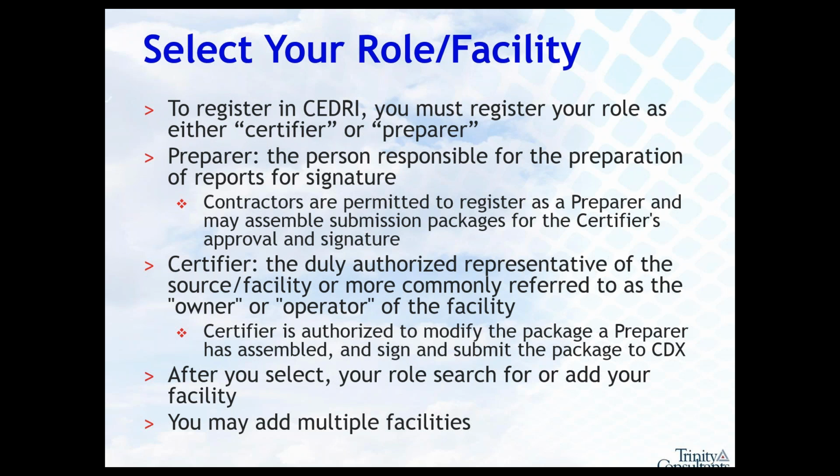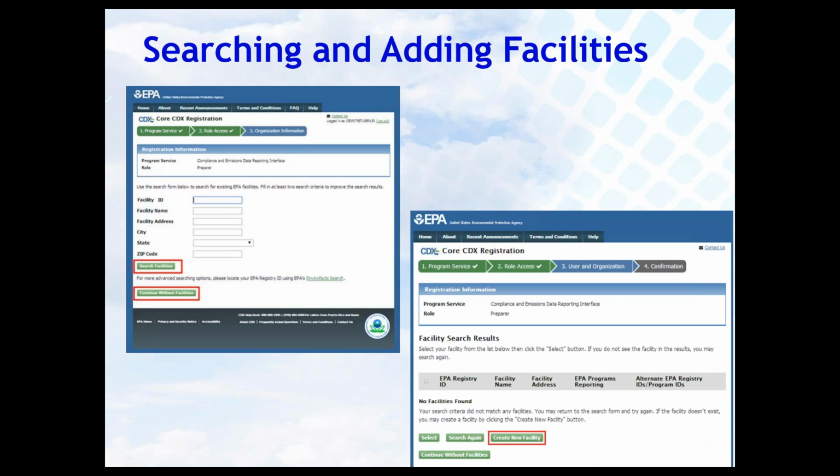After you select what your role is going to be in CEDRI, you go and add your facility to the system. And here's just a quick screenshot of what the facility search options look like. In some cases, you may need to add your facility, or you may find that there are multiple entries for your facility. So it can get a little confusing, but it is relatively straightforward. If your facility was added under another program service in CDX, it likely is already here, but I'm not sure that it will definitely be there.